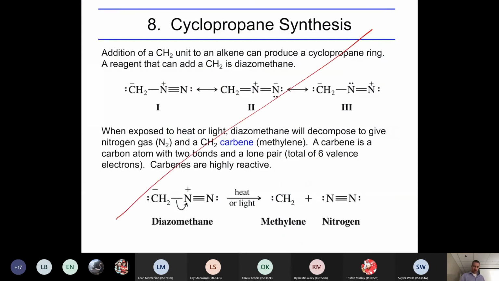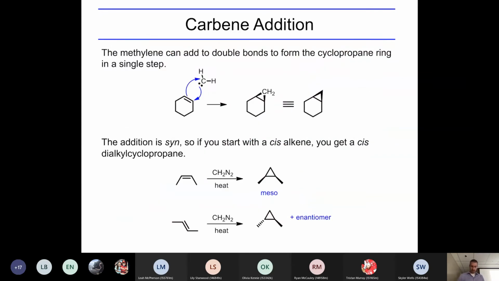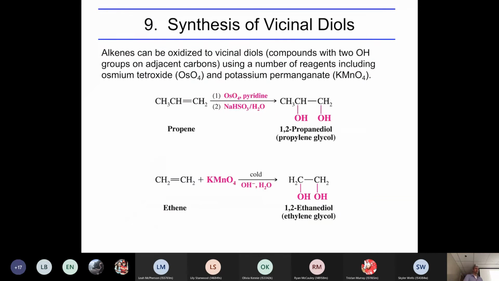Cyclopropane synthesis, we're going to cut. It's fun. It's a neat reaction. You get to use cool things called carbenes, but for another time. This is a reaction which is kind of niche, I guess. You don't often want to make cyclopropanes, and when you do, it doesn't connect well with the other reactions we've done in 6 and 7. So we're skipping that one this year for the sake of time and understanding the other reactions maybe a little better. So we're going to jump right to 9, which is synthesis of vicinal diols.